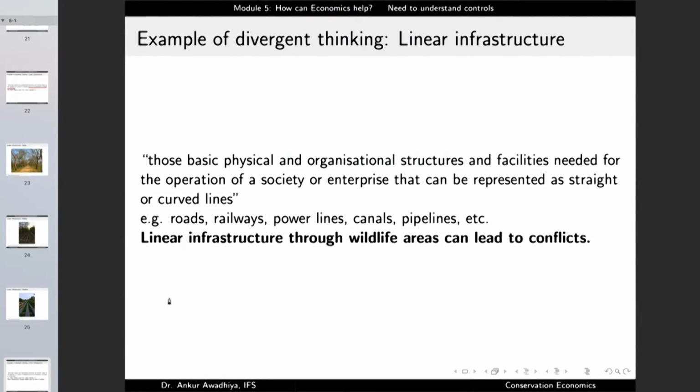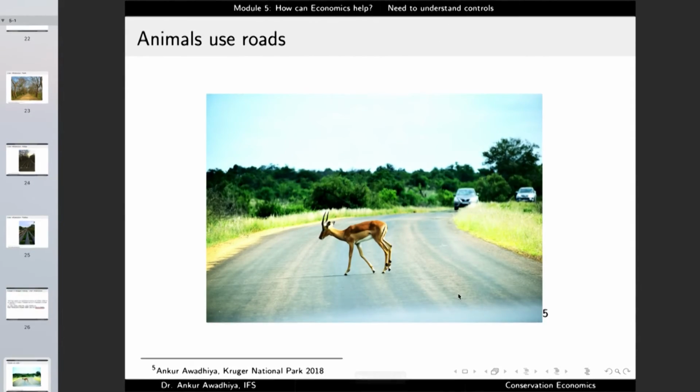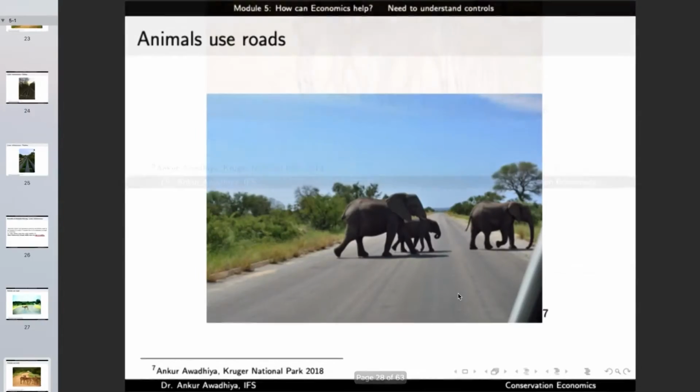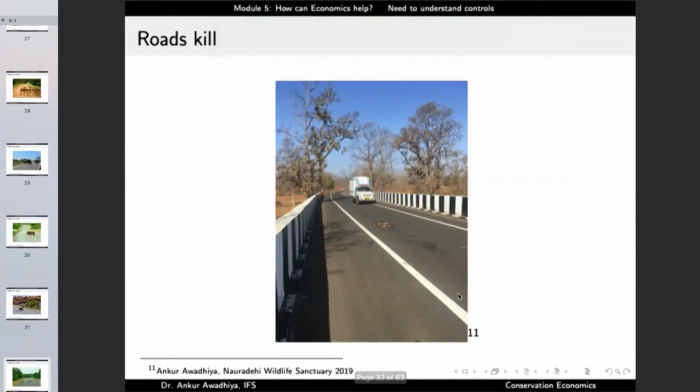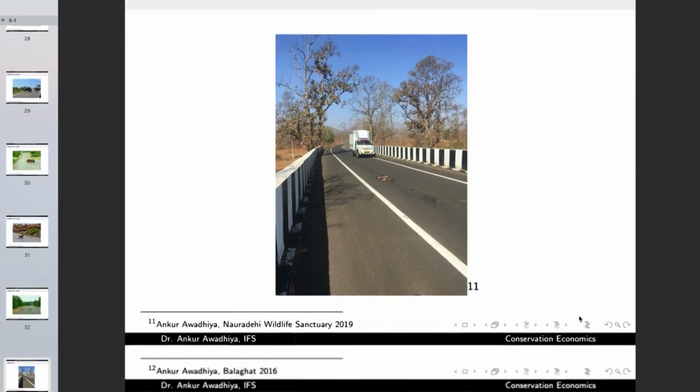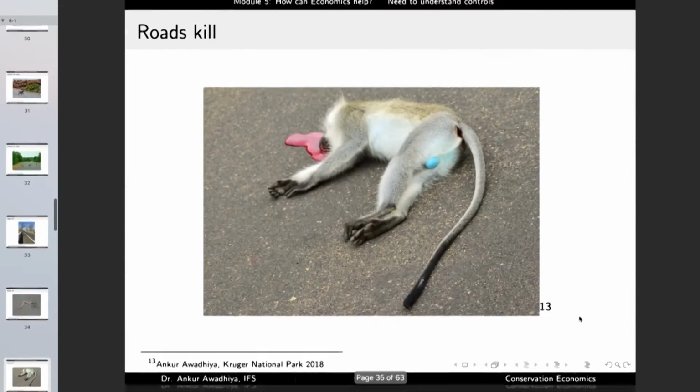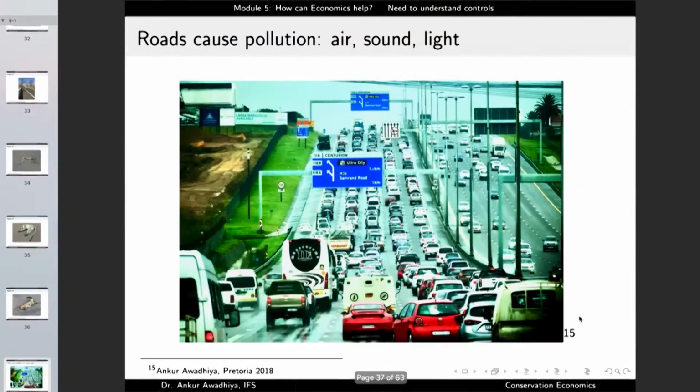Now, it is known that linear infrastructure through wildlife areas leads to conflicts. So this is something that the ecologist wants to avoid. The ecologist says that if you build a road in the forest areas, it harms the biodiversity. How does it harm the biodiversity? Because animals use roads. So we normally see animals on all different kinds of roads. And if there are vehicles that are flying, then there are also accidents and animals die on colliding with different vehicles. So roads are a method of killing.